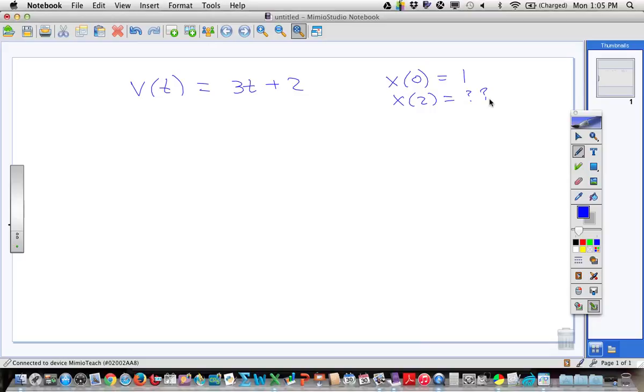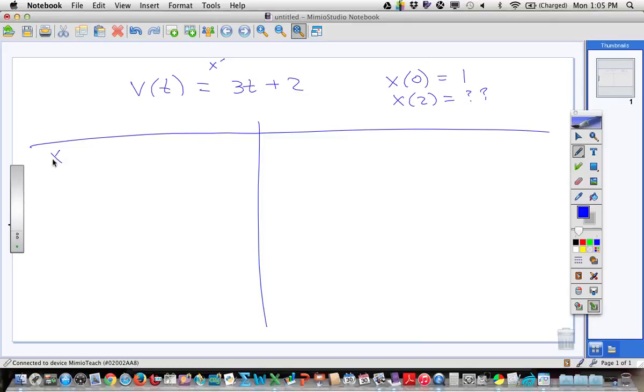Is this not the same problem? Isn't it pretty much the same thing? Because this right here is x prime. Now, the difference is, yeah, can we find the x equation on this one? Sure. Antiderivative, what would it be? 3/2 t squared plus 2t plus c. That would be the position function for this.